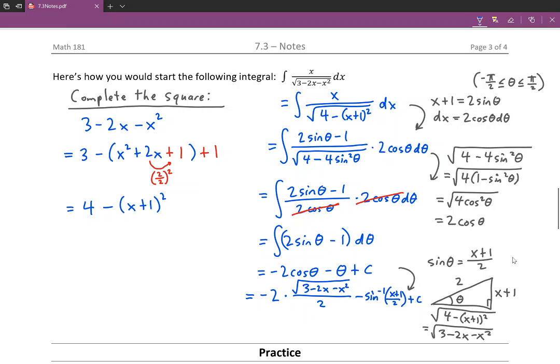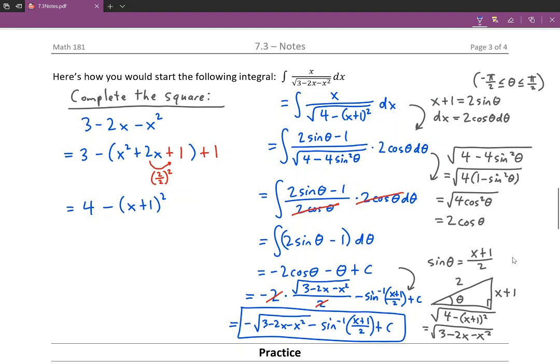Kind of squeezed it in there. Now a couple of 2's cancel, and then you can squeeze your answer in. Negative the radical 3 minus 2x minus x squared minus inverse sine x plus 1 over 2 plus c, box, and done. So I guess we ended up doing more than just starting the integral. We actually finished the whole thing. But anyway.